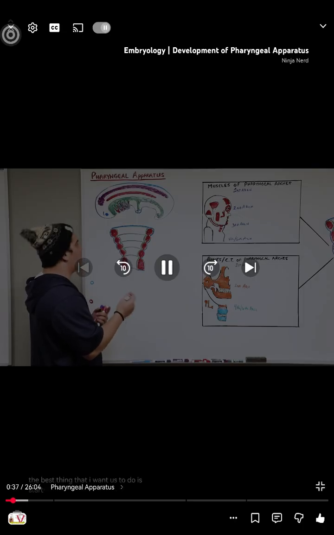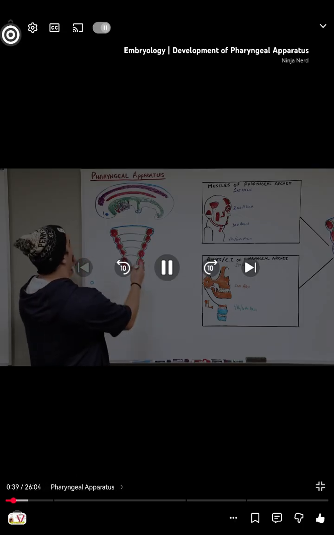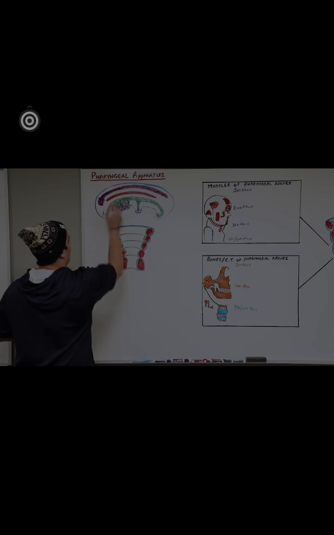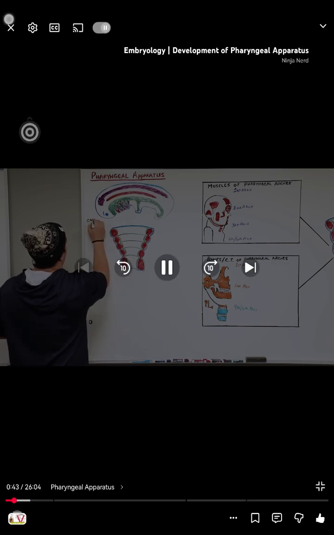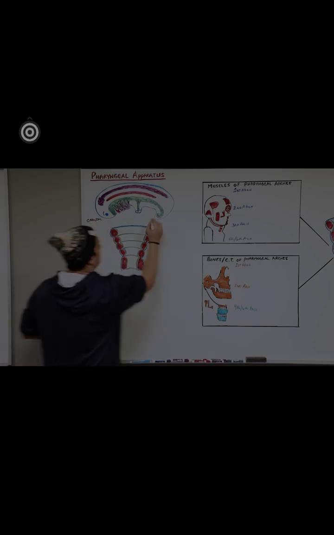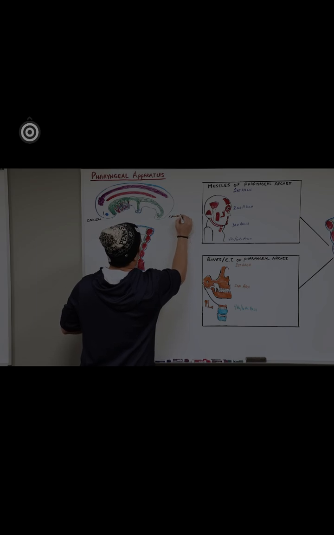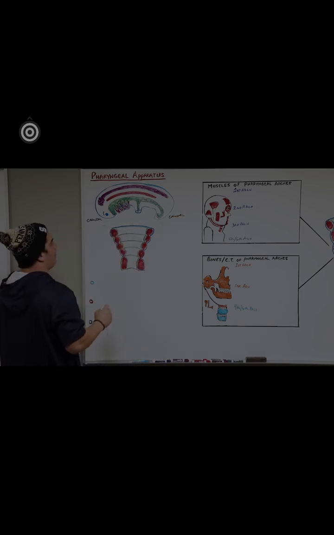The best thing I want us to do is start off taking a look at an embryo in a sagittal section. The first thing to recognize when you're looking at this little baby embryo is that this is going to be your cranial end, and this down here is going to be the caudal or the tail end. That's the first thing that you need to know.